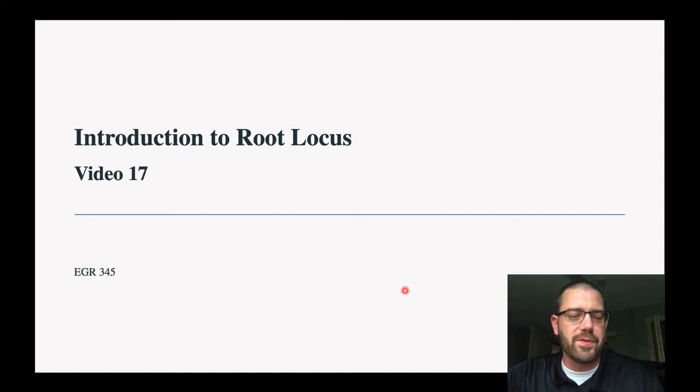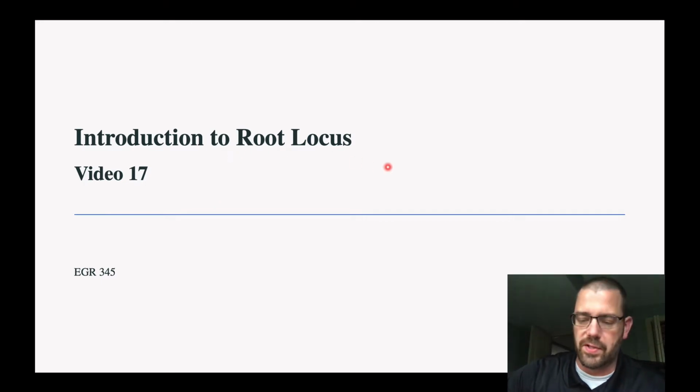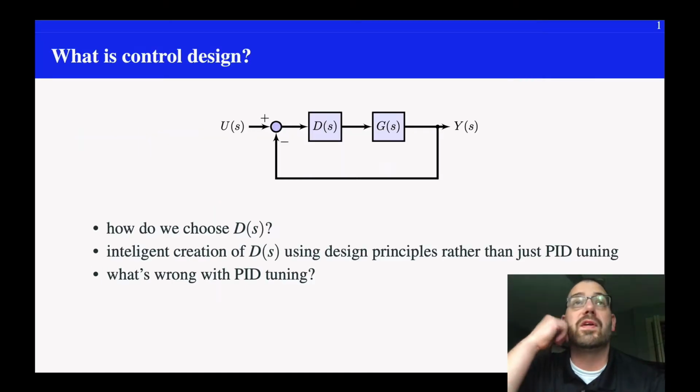Hello, this is Dr. Kraus with EGR 345, video 17, shifting into Root Locus. Root Locus is a control design technique.